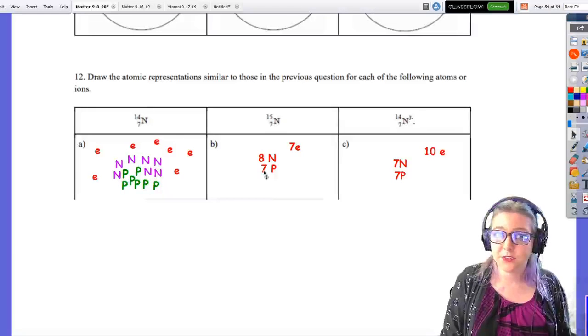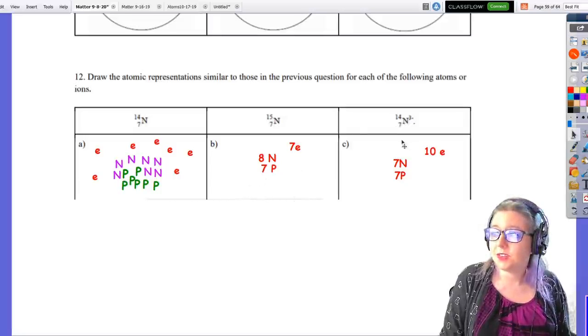Again, 7 protons for nitrogen, but now my protons and neutrons need to equal 15. So instead of 7 neutrons, I have 8 neutrons. I have no charge, so I have 7 electrons and 7 protons.